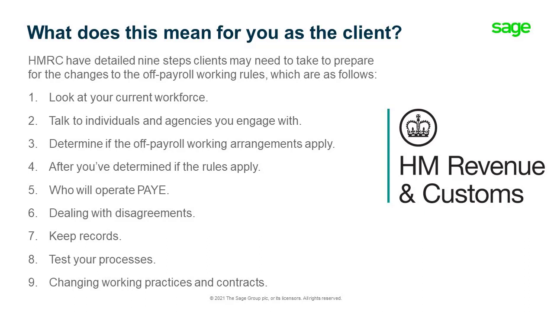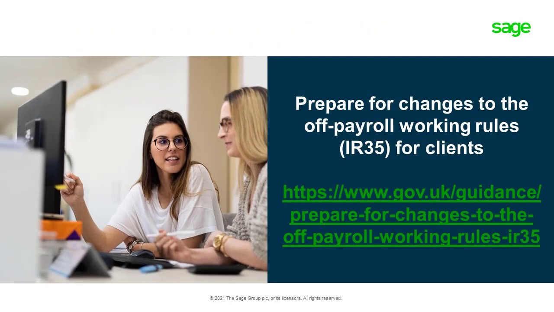You should follow the processes you've set up to revisit status decisions and make new ones if you change working practices, change contractual arrangements, renew contracts, or create new contracts. The 9 steps you may need to take can be found, amongst other useful information, in the gov.uk article entitled Prepare for Changes to the Off-Payroll Working Rules IR35 for Clients, which you can access via the URL you can see on screen.